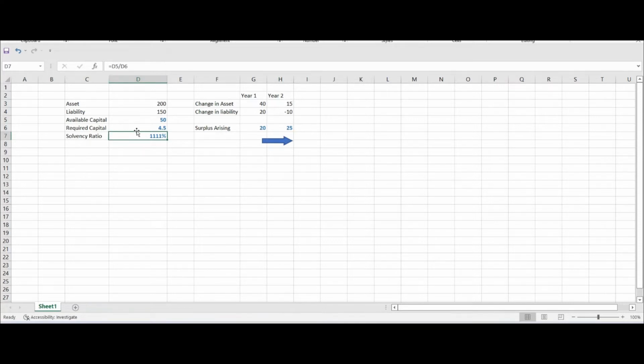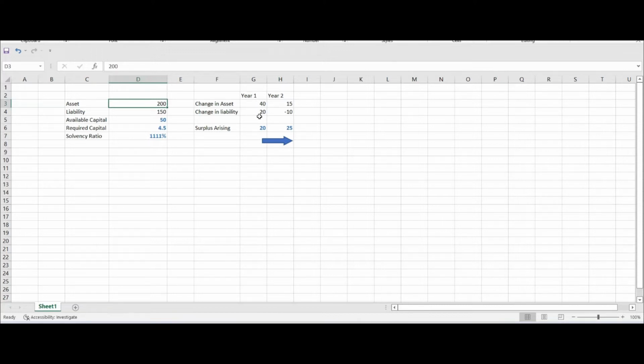Available capital 50, required capital based on the factor method. So we have used a factor and we got this. So now this is the solvency ratio. This is what the balance sheet liability section implies. But if you consider the PNL, it is more about change in asset and change in liability. Although the asset at the start of the year is 200, the asset increased by 40 rupees and the liability increased by 20 rupees. So this 200 has now become 240 and this 150 has now become 170, right?